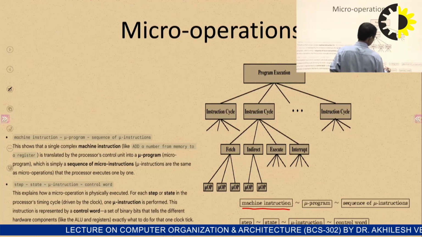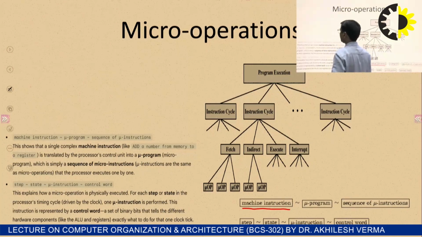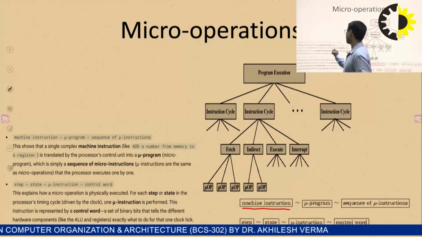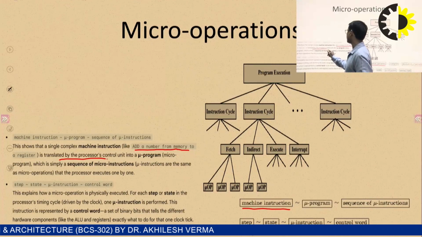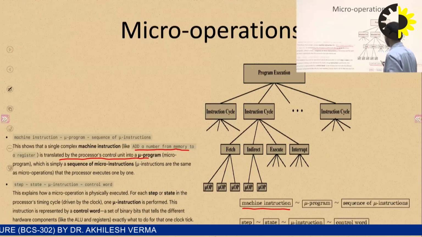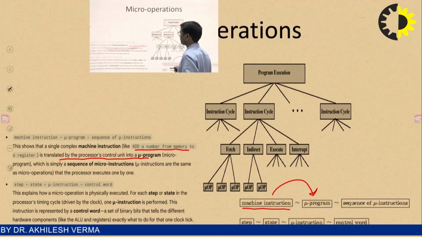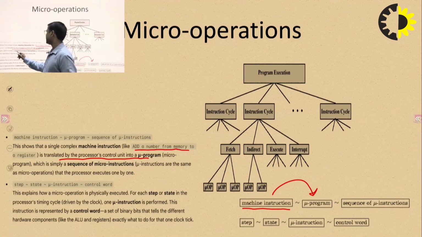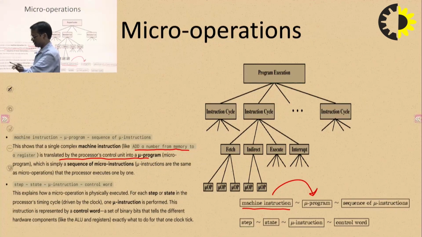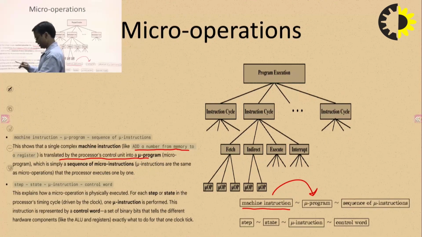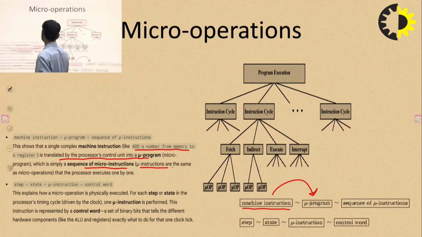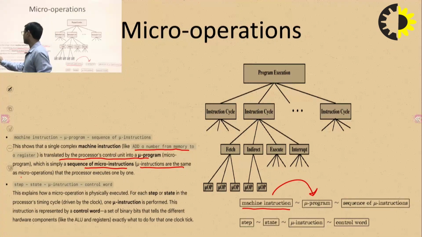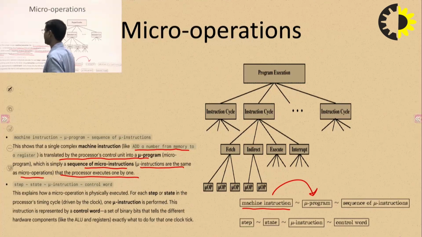Let's proceed to understand in more detail how we can see this transformation from higher level to lower level. The machine instruction, like add a number from memory to a register, is translated by the processor control unit into a microprogram, which is simply a sequence of microinstructions, also called microoperations, that the processor executes one by one.